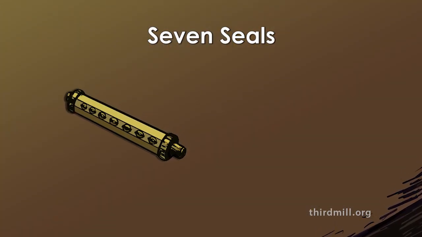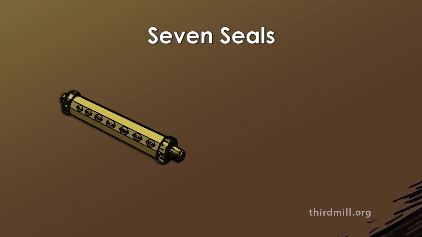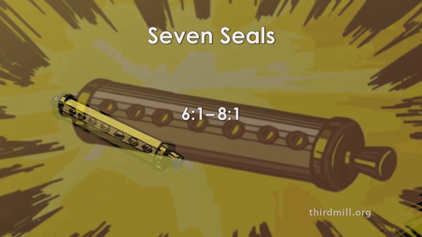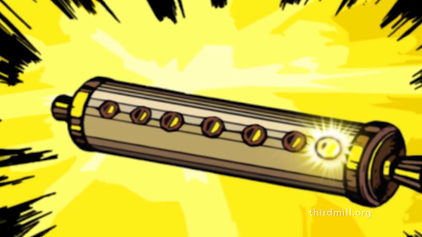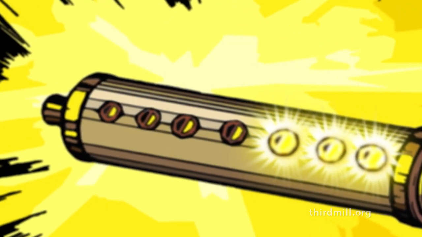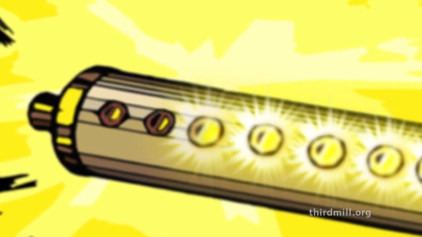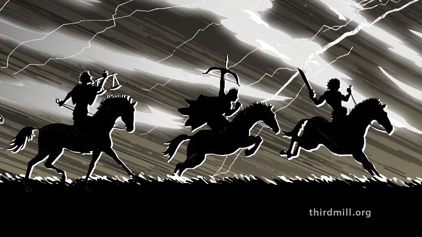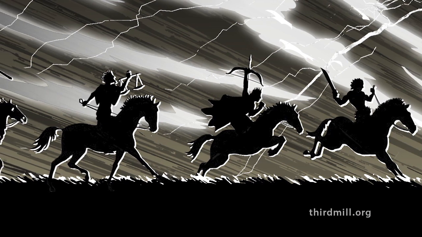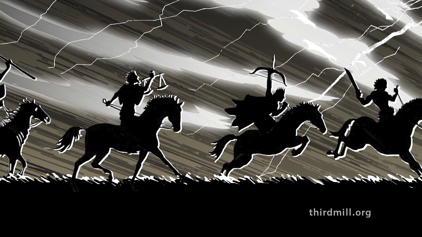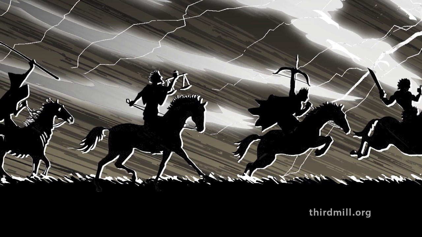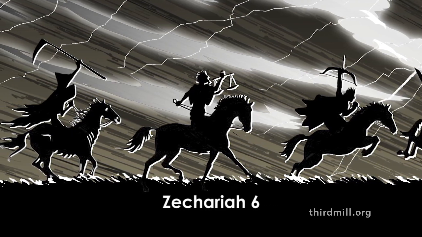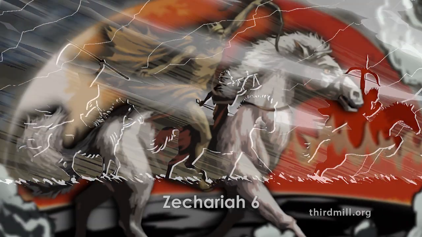The second part of the vision of the seven seals is the opening of the seals themselves in Revelation chapter 6, verse 1 through chapter 8, verse 1. It presents the opening of six seals, followed by an interlude, and then the opening of the seventh seal. The first four seals released the well-known four horsemen of the apocalypse that brought calamities on the world. The imagery of the four horsemen is drawn from Zechariah chapter 6, where horses of the same colors are said to be the four spirits of heaven.